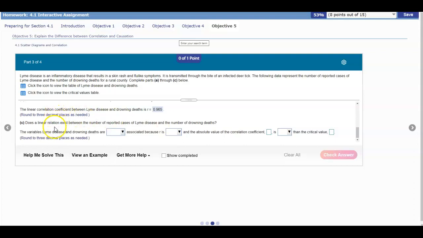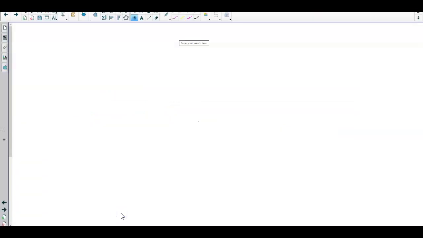Now it asks, does a linear relation exist between the number of reported cases of Lyme disease and the number of drowning deaths? What we need to do is figure out the critical value. The first thing we're going to do is write down our linear correlation coefficient, which is 0.965. Remember that we need to take the absolute value of this number, and the absolute value gives us 0.965. Now we need to compare that to the critical value.